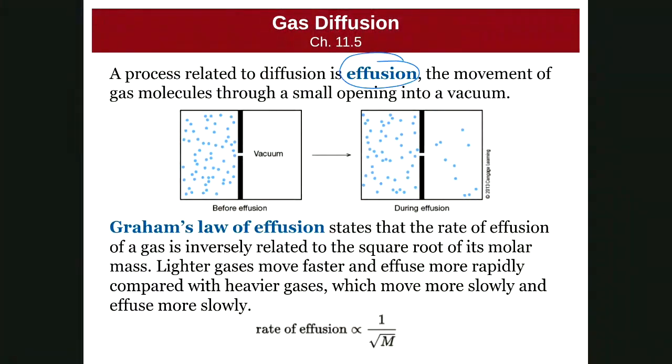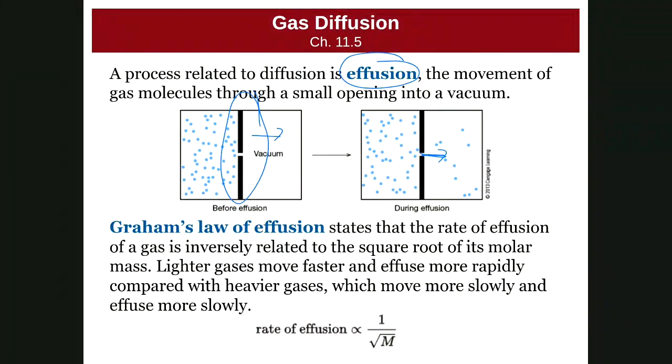So effusion is the movement of gas molecules through a small opening into a vacuum. So this time these molecules are not encountering other gas molecules, they're just encountering this wall. So that small opening where they get through is kind of related to when they're hitting other gas molecules. But it's easy, and we can write equations for effusion.